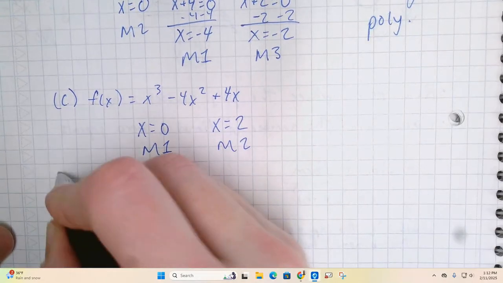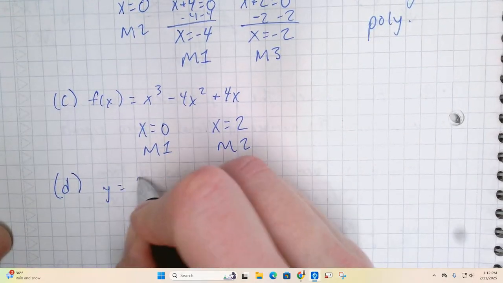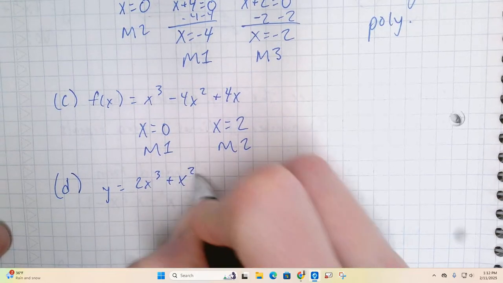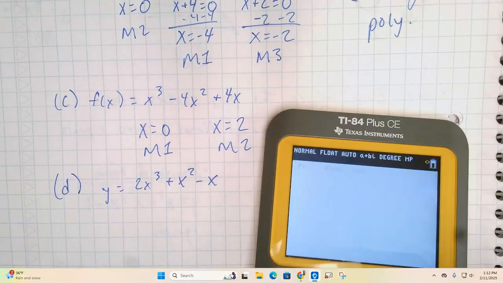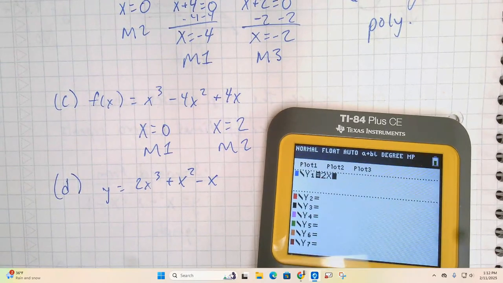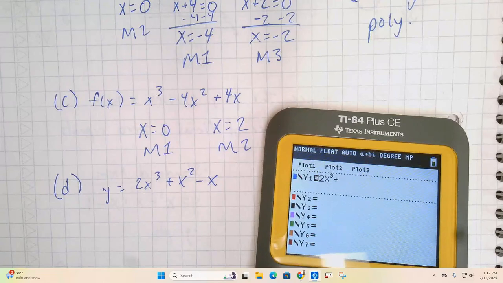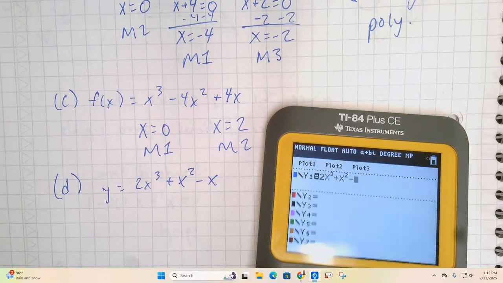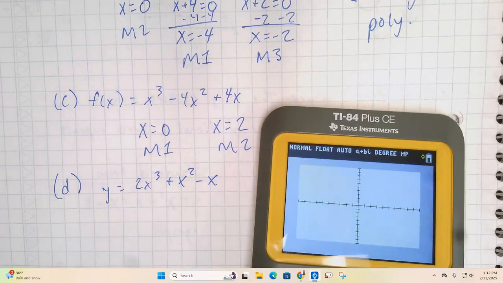Part D here, y equals 2x cubed plus x squared minus x. I'm going to graph it again. Just check it out and see if we can make sense of it. If we graph it, the graph is going to look like this.